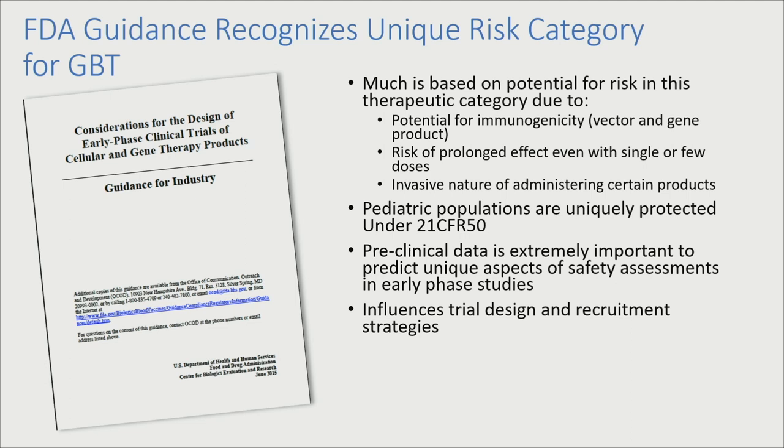There are also unique considerations for pediatric populations that won't play a factor in initial trial design, but may as we go along in future trial designs, when we go to pediatric populations. In addition, an emphasis on the preclinical data is extremely important to predict the unique aspects of safety assessments and delivery of these products in early phase designs.